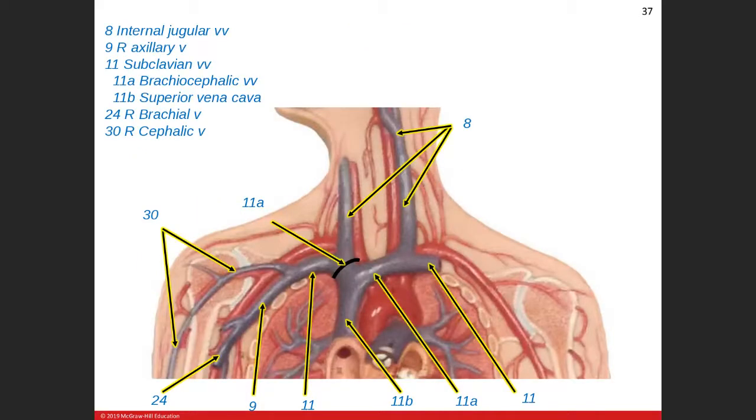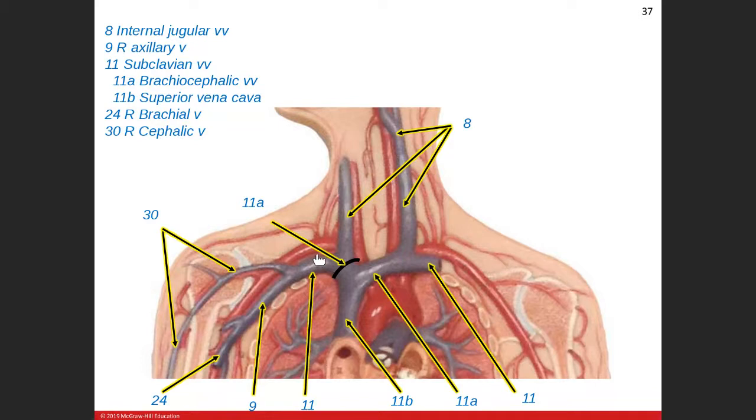So here's our first slide for labeling. In case you haven't labeled this, I'll walk you through it. Let's start up here, because if we're going with the venous return, I'm going to start more peripherally and work my way towards the heart. In the neck here, this number 8, these two blood vessels on the left and right side of your neck are the internal jugular veins. This is on the anatomical left side, so this is the left internal jugular vein. This is the right internal jugular vein.